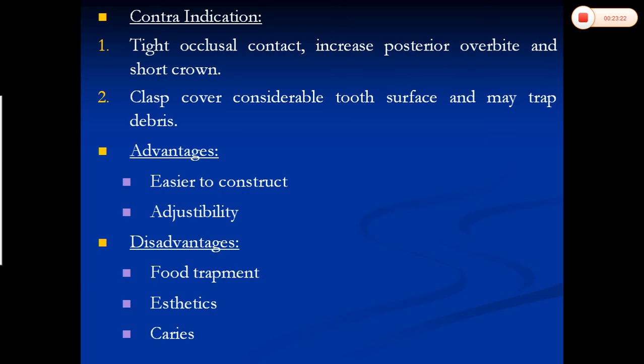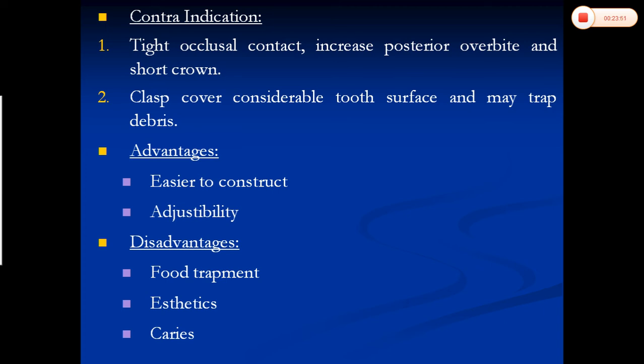Contraindication of this reverse action clasp: tight occlusal contact, increased posterior overbite, and short crown. If there is a tight occlusal contact, we cannot give this. And posterior overbite: if there is a very deep bite posteriorly, when the upper and lower teeth contact in occlusion, there won't be much space for this clasp placement. And if there is a short crown, we cannot give it.